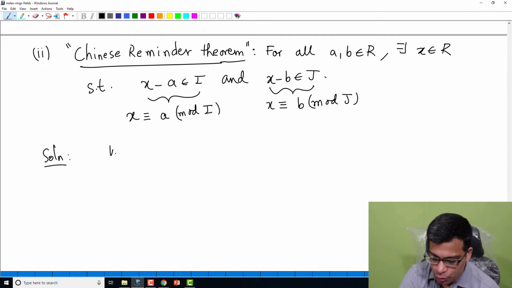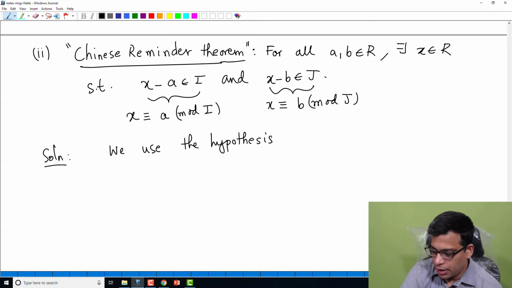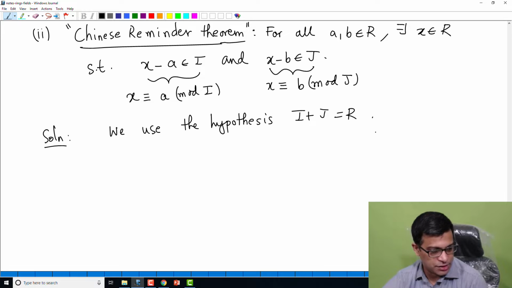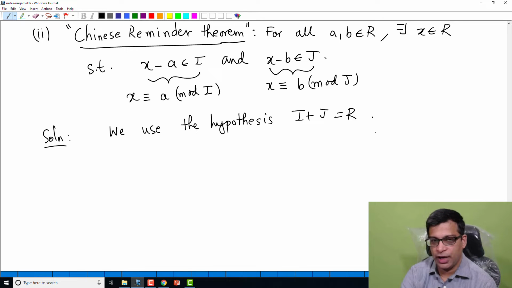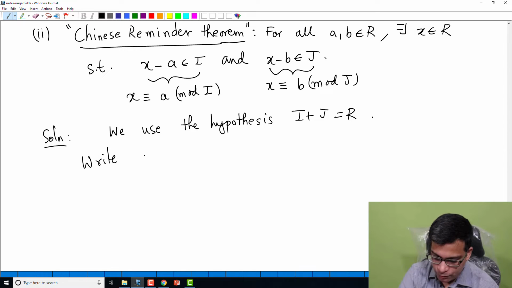Again, we use the hypothesis. Remember, the hypothesis that I plus J is equal to R was made, and this is very crucial. I plus J is equal to R means every element of R can be written as a sum of an element of I and an element of J. So in particular, we can apply this to a and b. Write a is equal to r plus s, b is equal to u plus v.